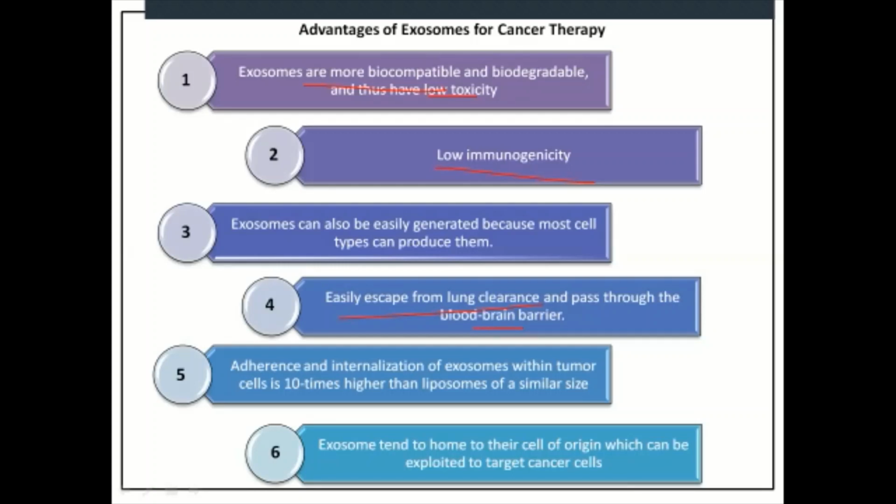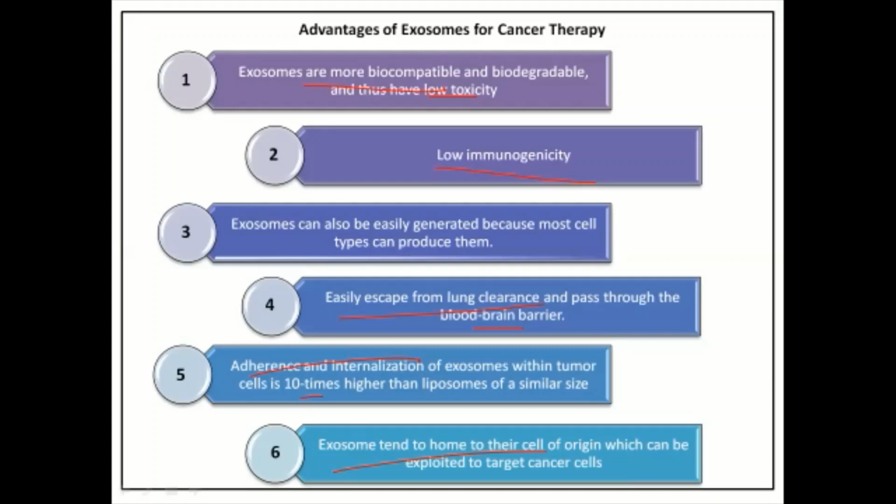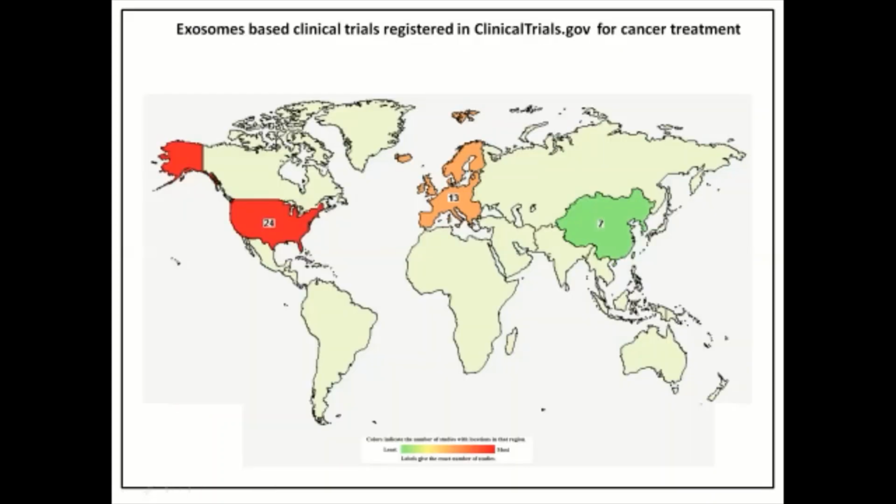Research has also shown that the adherence and internalization of exosomes within the tumor cells are almost 10 times higher as compared to liposomes and nanoparticles, which adds to the advantage of exosomes. At the same time, exosomes have a tissue homing property as well. So if we isolate exosomes from a particular type of cell, these exosomes will almost always tend to home towards that cell type, or the cell of origin. So if we isolate exosomes from a cancer cell, these exosomes will always go and try to enter into that cancer cell only.